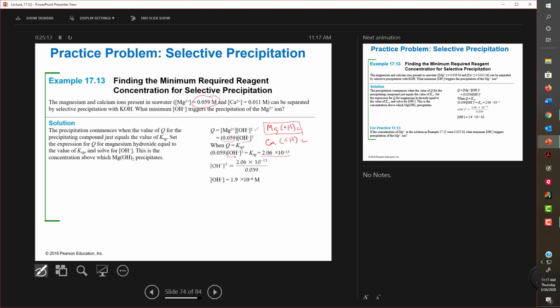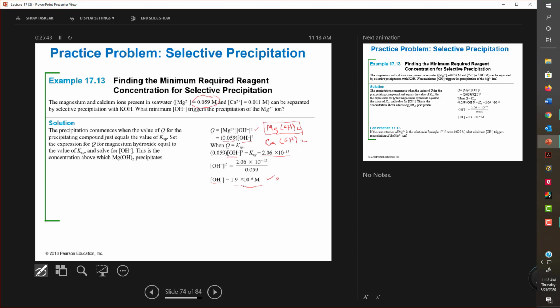That's what I need to find out. So I'm solving for the hydroxide ion, and I get 1.9 times 10 to the negative 6 molar. So to reach the saturation point, I have to add this amount of hydroxide ion to react with the magnesium ion to reach the solubility limit of magnesium hydroxide. So if I actually want to see precipitation, I have to exceed this amount.